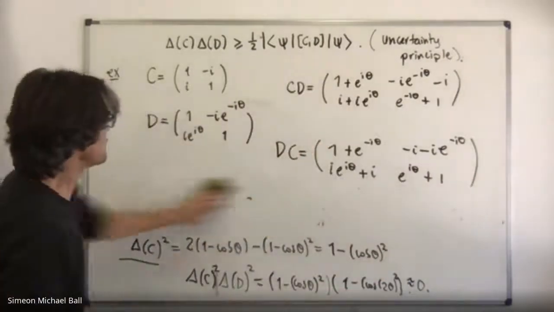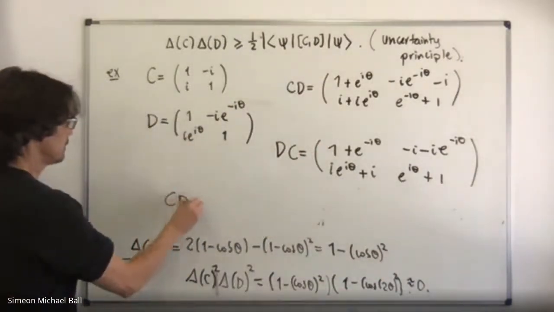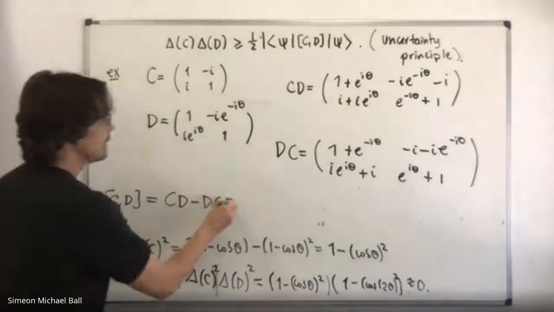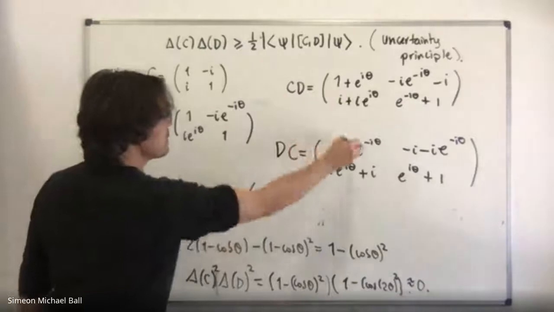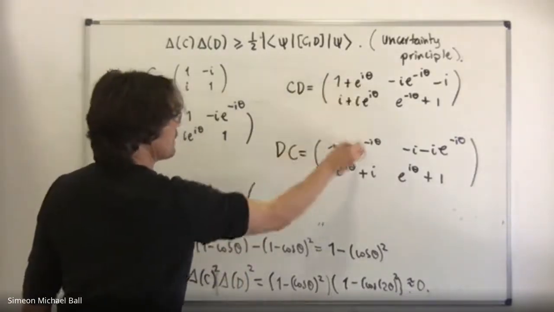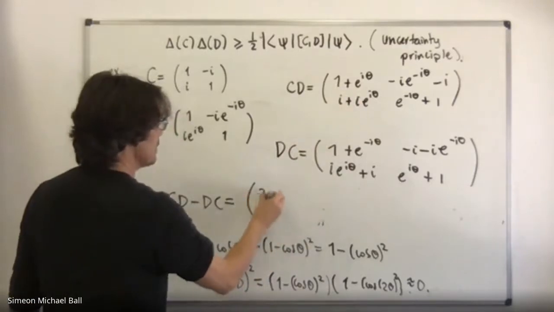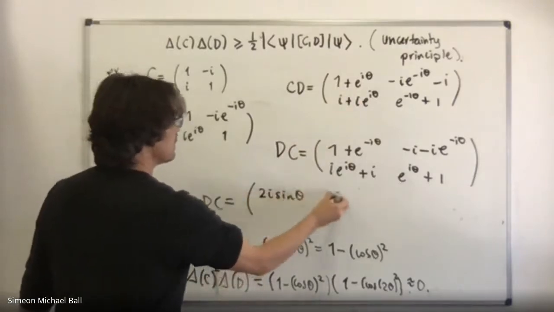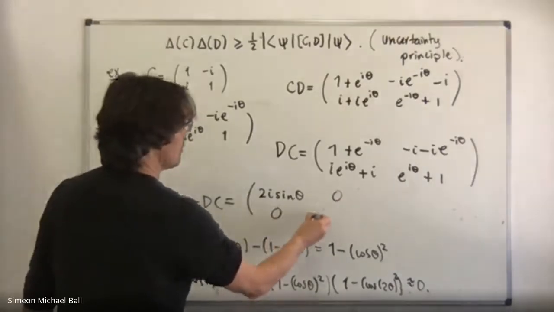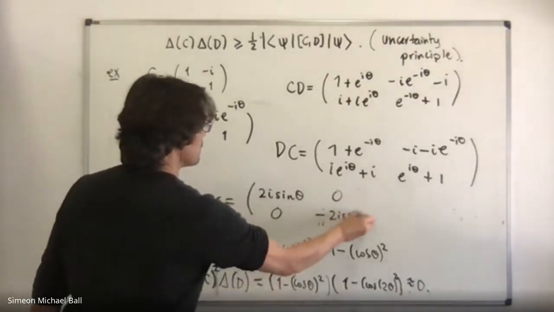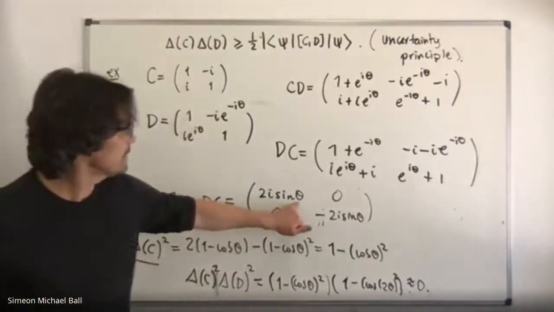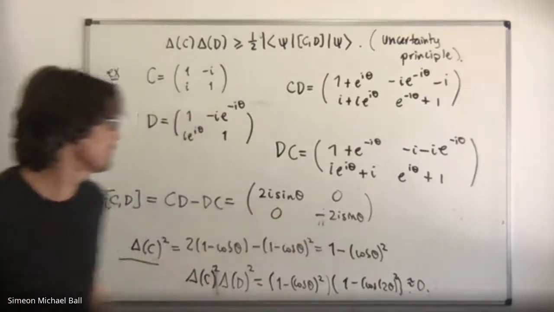So when I look at the commutator, this is just this times this minus this, which is cosine plus i sine, and this is minus i sine, so it's 2i sine theta, 0, 0, minus 2i. Which of course is very, very small, because theta is small, so this is almost 0.